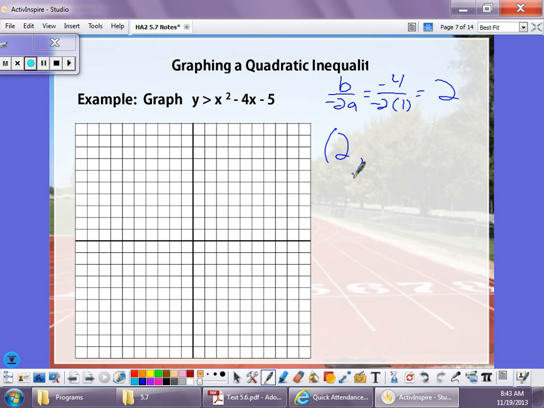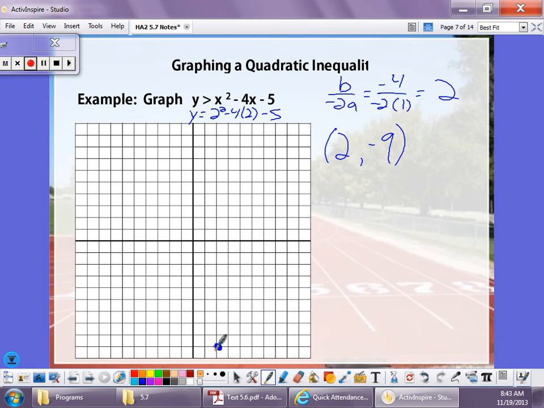To find the y-coordinate, remember you just plug it back in to this equation. So you would get y equals 2 squared minus 4 times 2 minus 5. So that's 4 minus 8 is negative 4, minus 5 is negative 9. So that's going to be your vertex at (2, negative 9). So you go over 2, down 1, 2, 3, 4, 9.